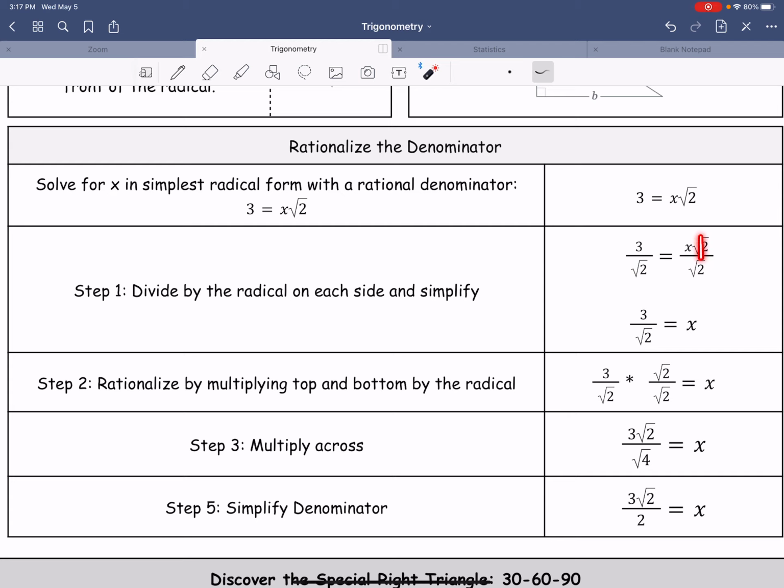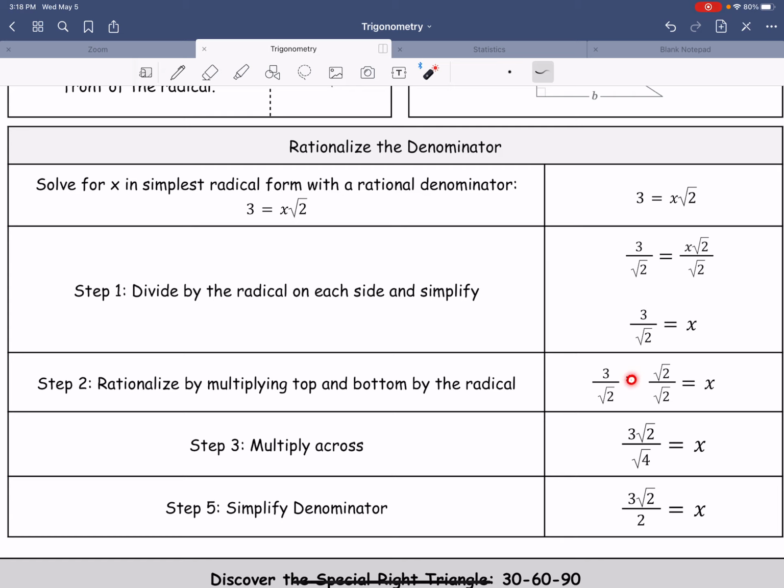The square root of 2 divided by the square root of 2 is 1, so that leaves us with just 3 over the square root of 2 equals x. Now, this is technically a correct answer. However, we don't want to leave a square root in the bottom of a fraction. We don't want to do that because the square root of 2 is not rational. It's not a whole number. So to prevent having an irrational number in the denominator, we have to rationalize it, which means we have to get rid of that radical.